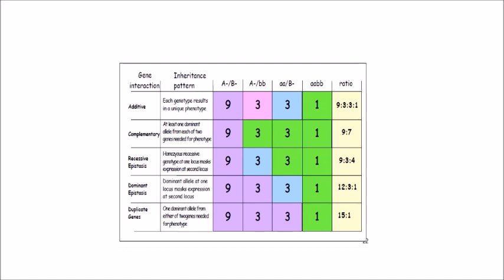And lastly, what about duplicate genes? One dominant allele from either of the two genes will be needed for the phenotype. The ratio suggests 15:1. It is all about the typical different modifications of the Mendelian ratio. So it is called different kinds of epistatic interaction, or epistasis.